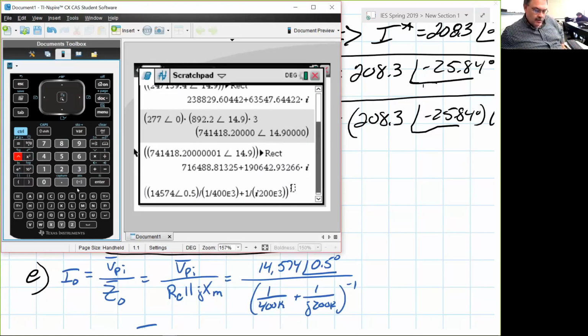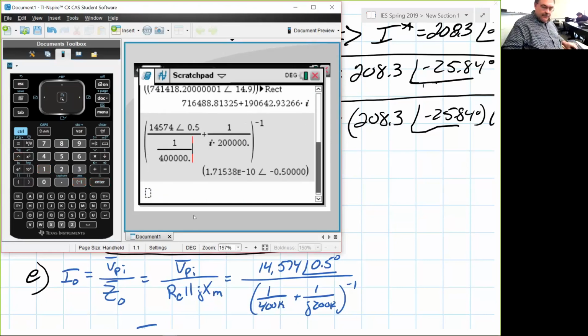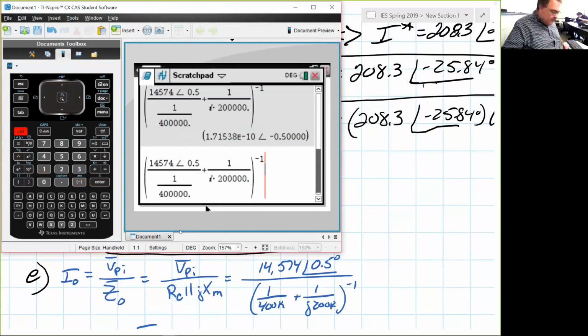I'll hit enter. And I don't have my parentheses right. So I'm going to copy it. You guys remember Control C and Control V works, right?